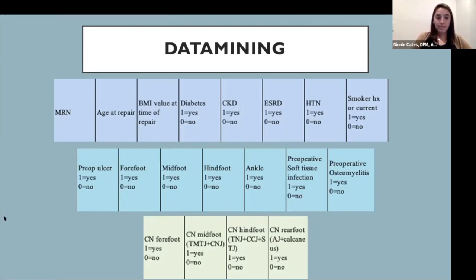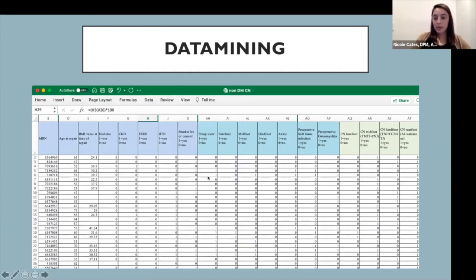more fluidly. So for example, is pre-op ulcer there? Yes or no? Is it in the forefoot? Yes or no? Is it in the midfoot? Yes or no? Rather than saying location and typing in forefoot, midfoot, you'll end up having to change all those to binary numbers to send to the statistician. So this is what my data mining typically looks like. You have the MRN, you have the age, and you see here, most of these are 0s and 1s.